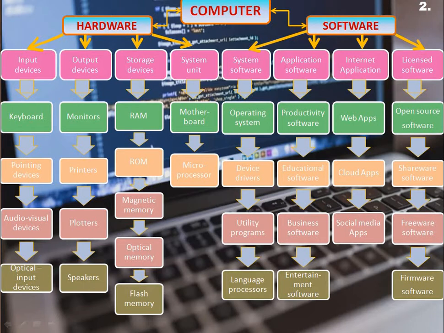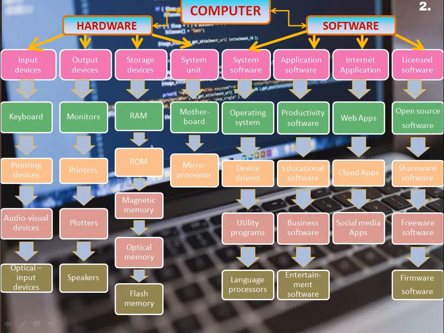Hardware also includes storage devices which store data like random access memory RAM, ROM, like magnetic, optical and flash memories, hard disk, CDs, USBs, etc. Hardware components also include the parts installed inside the system unit box, like a motherboard, a microprocessor or CPU installed or attached on a motherboard, and many other components.